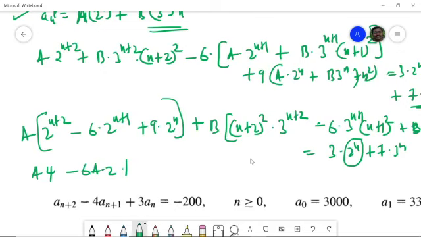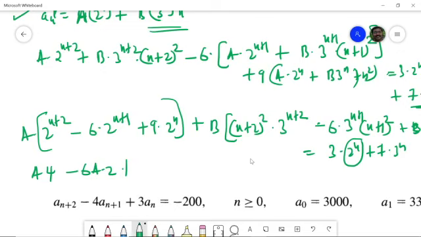So it is actually 9 into b into (n+2)^2, right? So it is 9 into b into (n^2 + 4n + 4), minus 18 into b into (n^2 + 2n + 1). Then you have plus n^2 into b is equal to 7. From this you try to find the value of b.